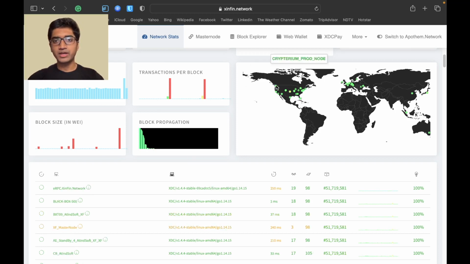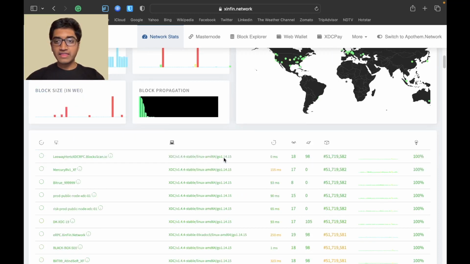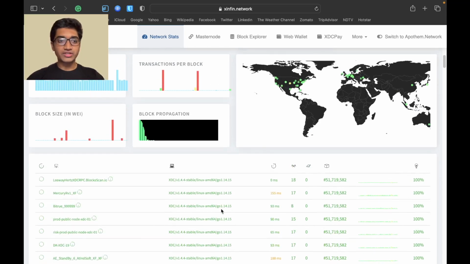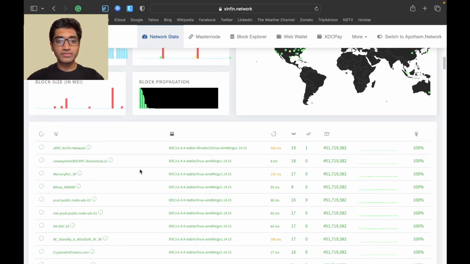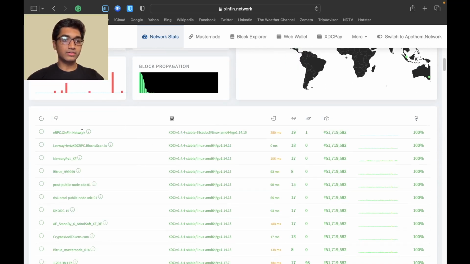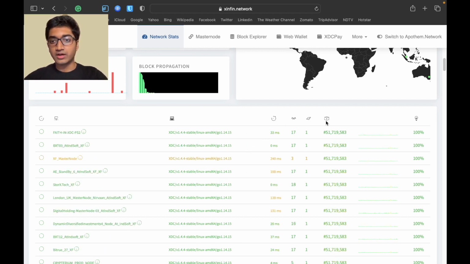Finally, this is just a map showing where each one is located. And you can see that there's a huge clustering in America and the Europe region. And there's one in Japan, Australia, one in China, so things like that. And this is the list of every single one of these you see here. So you remember you saw 241 active nodes. Every single one of them is here. So you can see the name of it. You can see what version of the XDC client it is using, the latency of it, the peers, what block number it is on, the uptime, and all of these things.